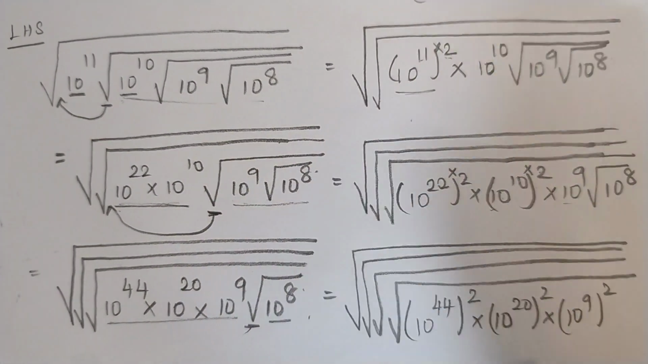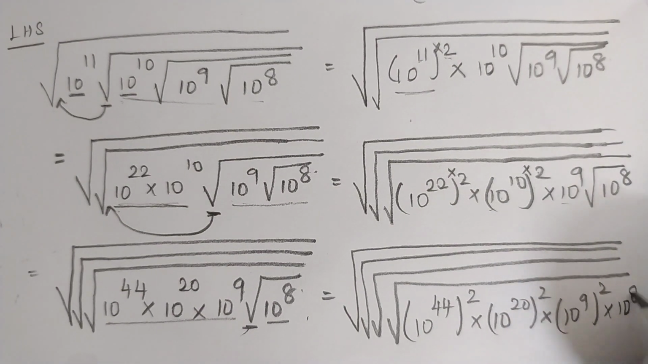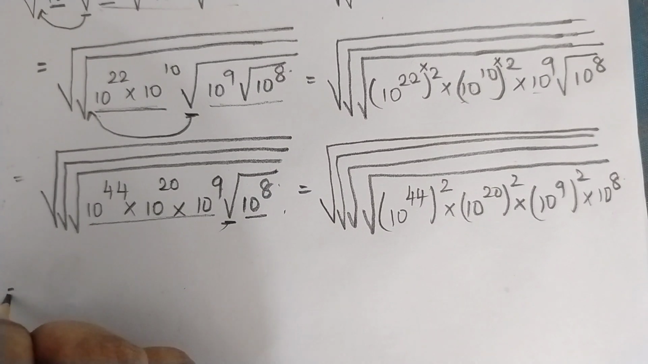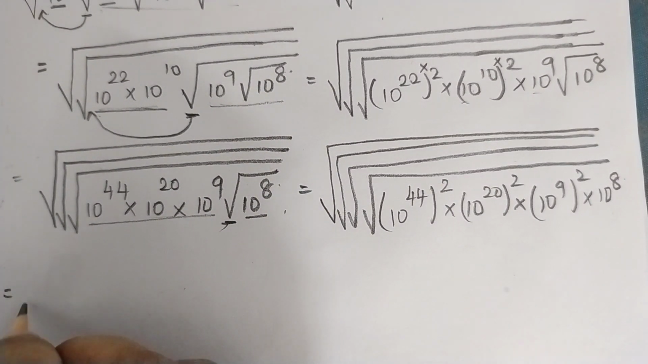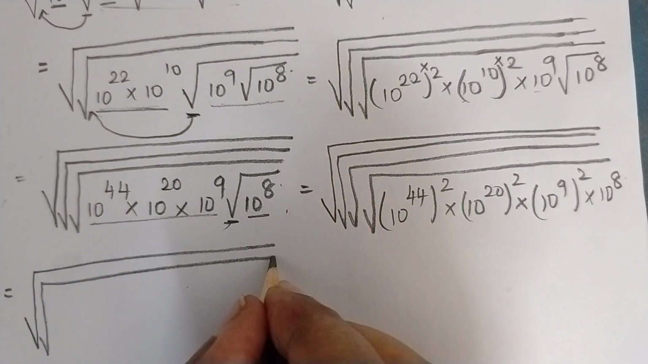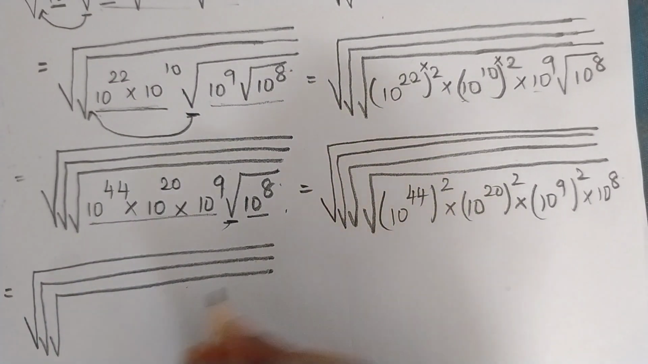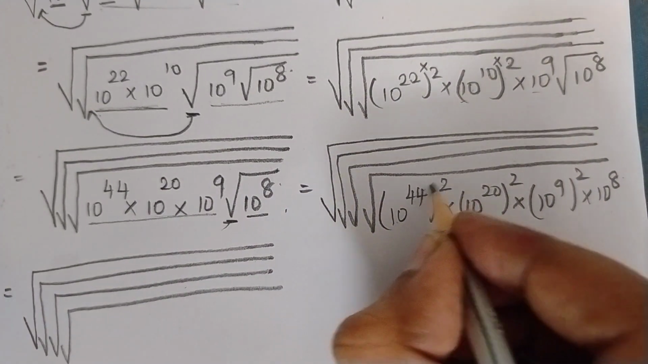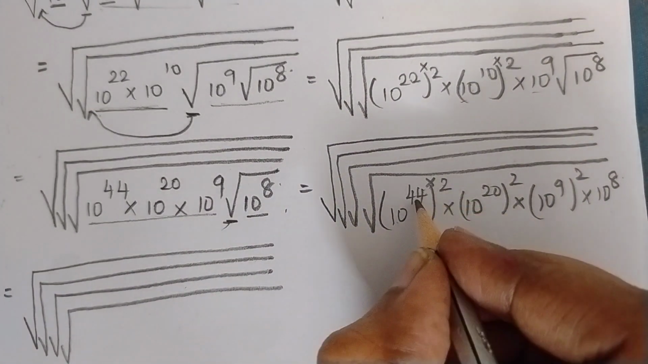Then what do you have here? 10 power 8. So now simplify and write this entire term. Therefore, it is equal to what we have here, 4 nested roots. So just draw that, and these two powers get multiplied, as I said earlier.